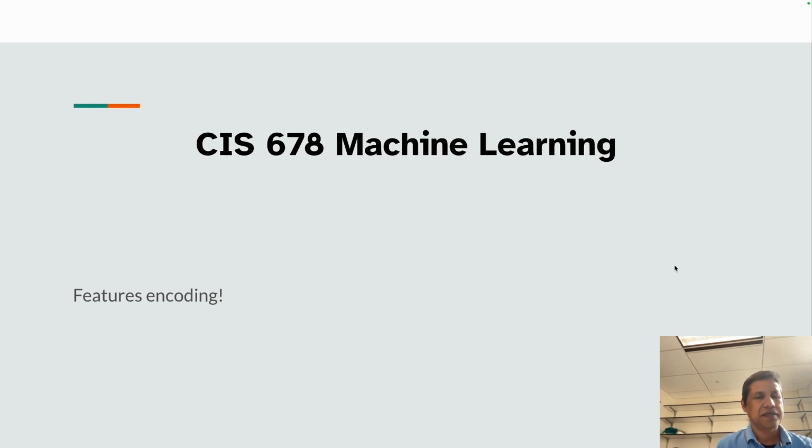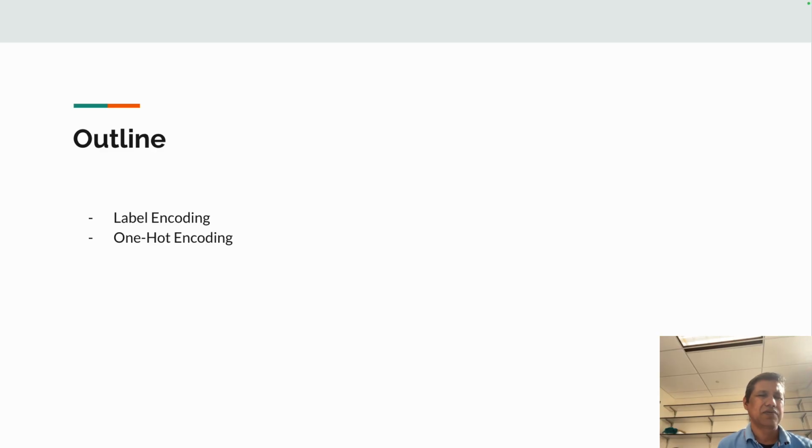Hi, in this lecture we will be talking about a very important machine learning concept, what you call feature encoding. While doing that, we will be using some notebook coding, and the links are provided in the description box. The plan is we will be learning about two encoding techniques, what you call label encoding and one-hot encoding.